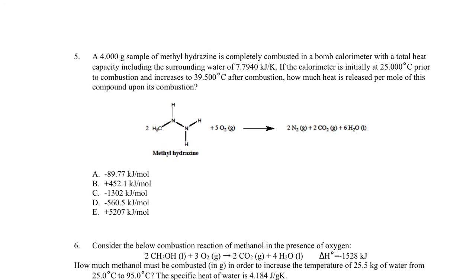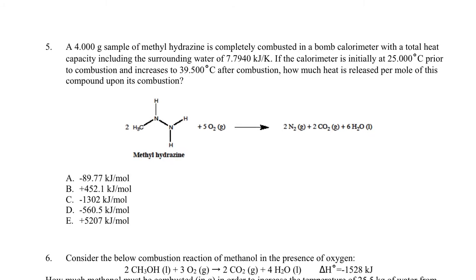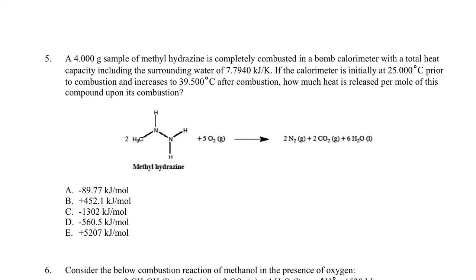Next page: a 4-gram sample of methyl hydrazine is completely combusted in a bomb calorimeter with a total heat capacity, including the water surrounding the calorimeter, of 7.79 kilojoules per Kelvin. The calorimeter was initially at 25 degrees C prior to combustion, and increases all the way up to 39.50. What is the heat release per mole of the compound?